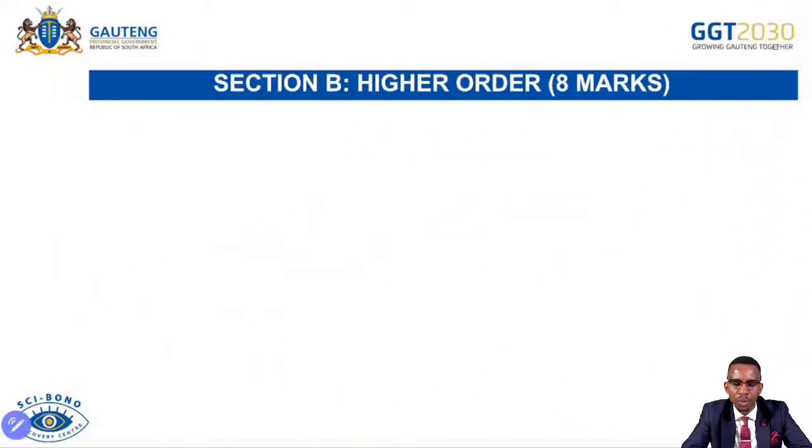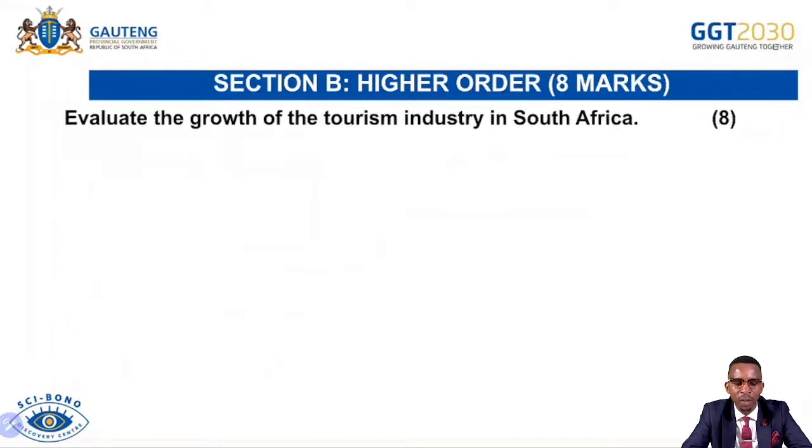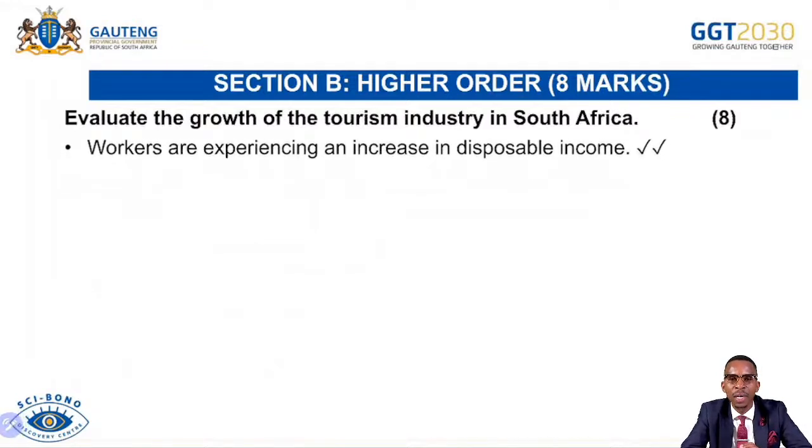And then we continue, now it's a higher order question. Let's see now. That's where we evaluate the growth of the tourism industry in South Africa. So it is very important when you do evaluation, you look at the good side and the bad side, what has caused the growth. That's an evaluation.